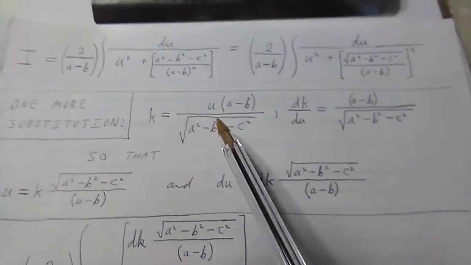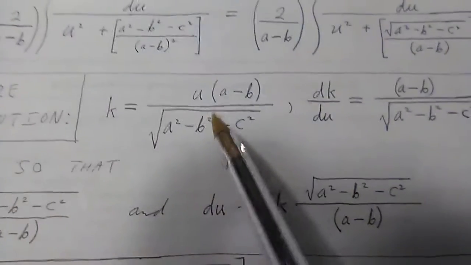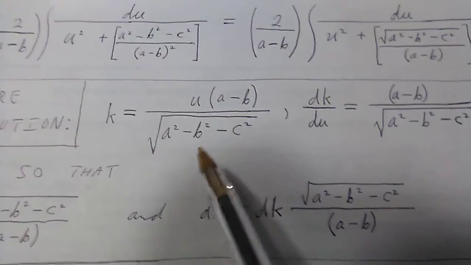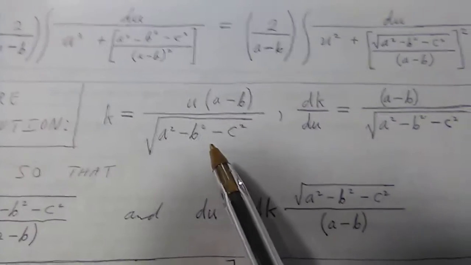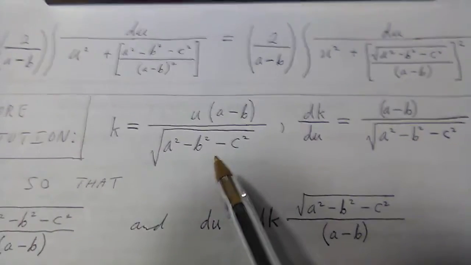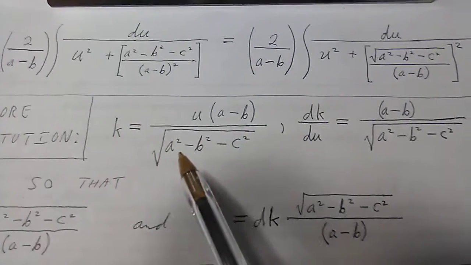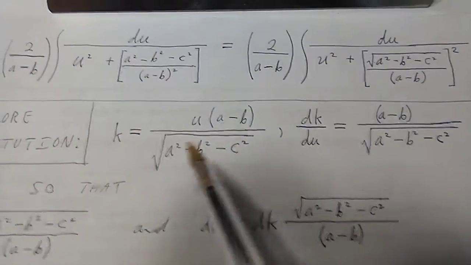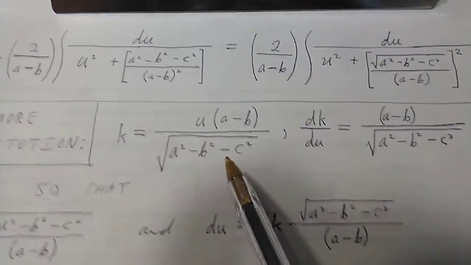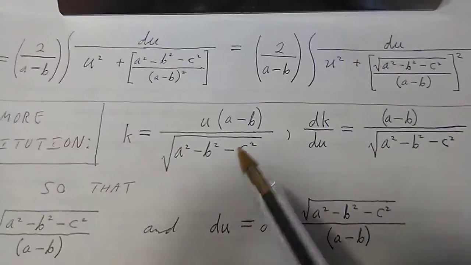So we're going to call k u minus u times a minus b over root a squared minus b squared minus c squared. And we're showing another example of why this will not give you a general formula, because if this quantity is less than 0, then you're not going to have a real solution, so it's just not going to work.